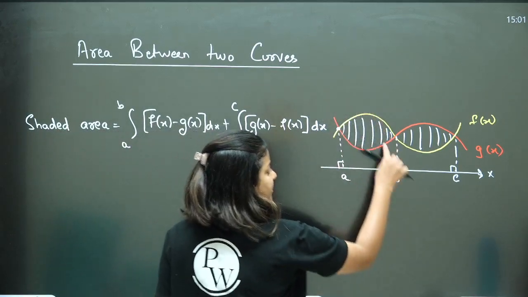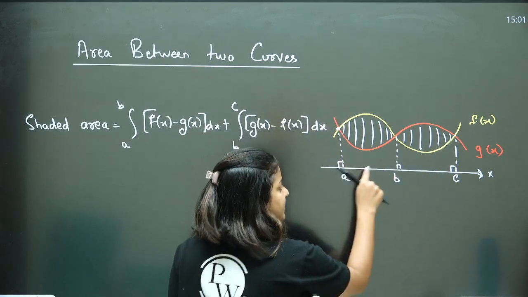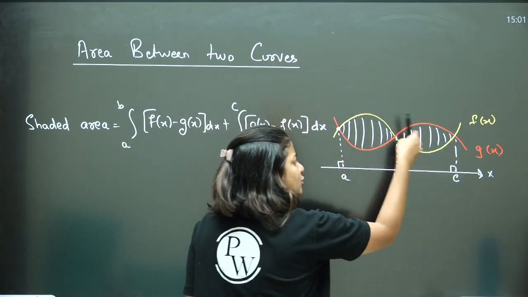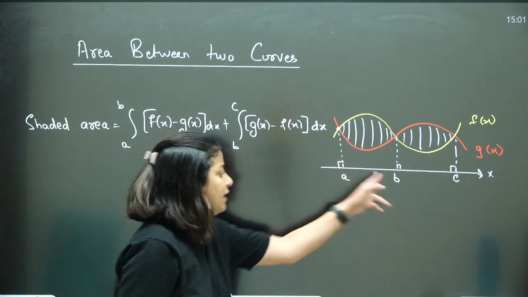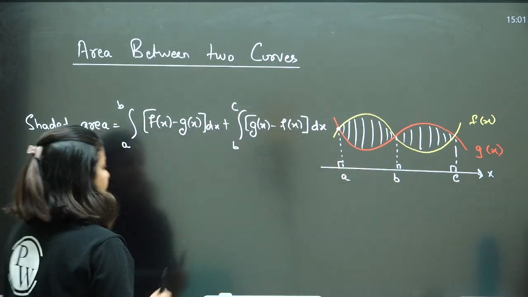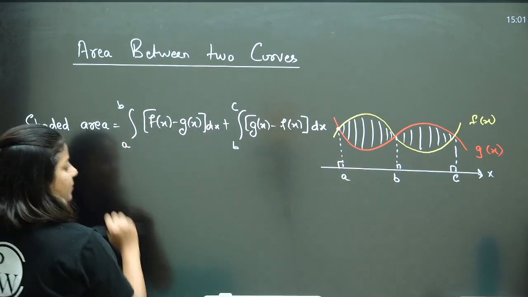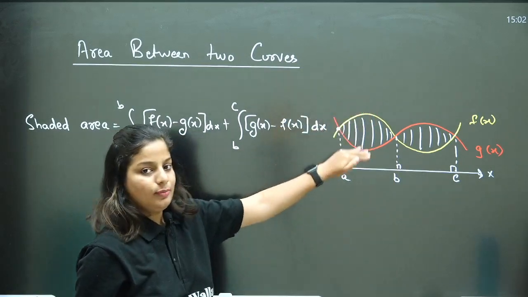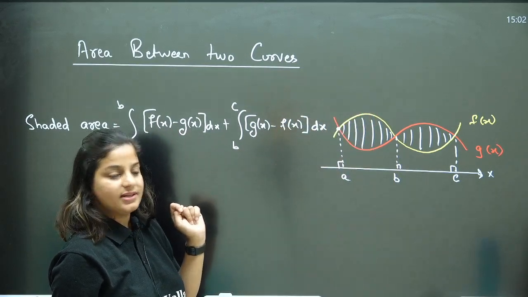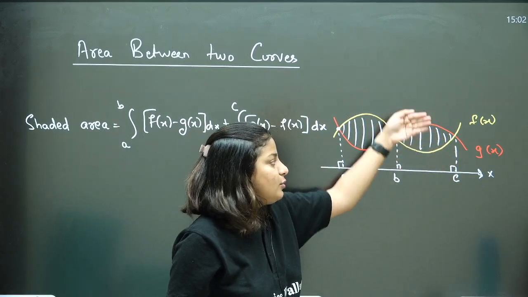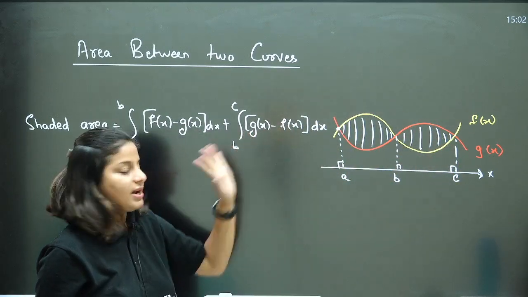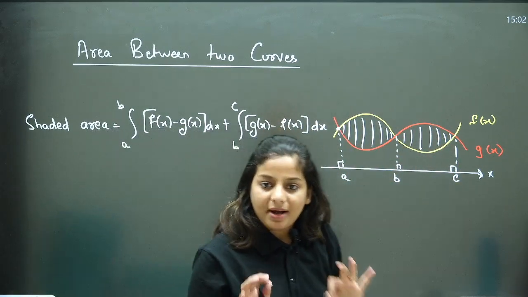f of x is the yellow one, g of x is the red one. I want to find both areas, a to b and b to c. What will we do? The shaded area from a to b is upper minus lower, yellow minus red, f of x minus g of x. And from b to c, upper minus lower, red minus yellow, that is g of x minus f of x. Understood? Sure.